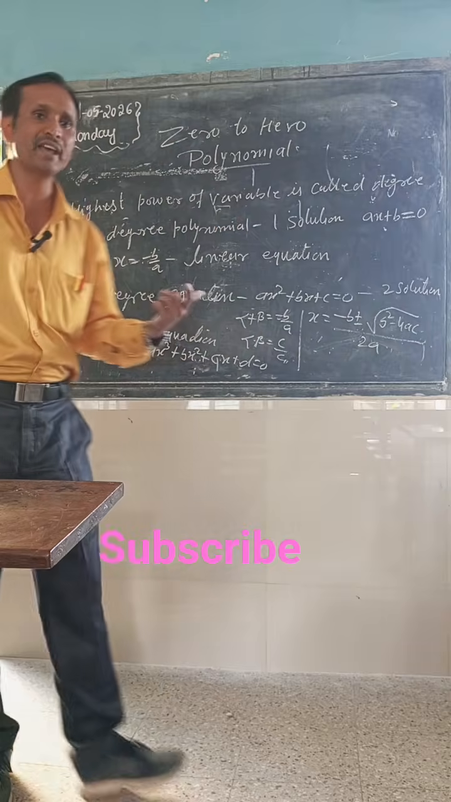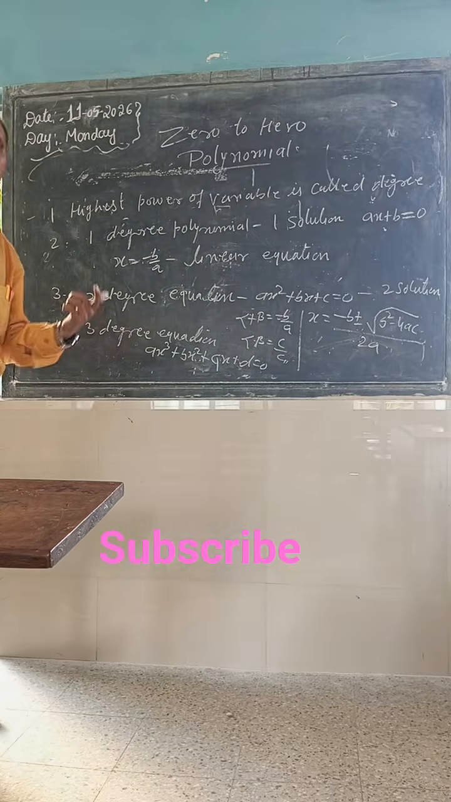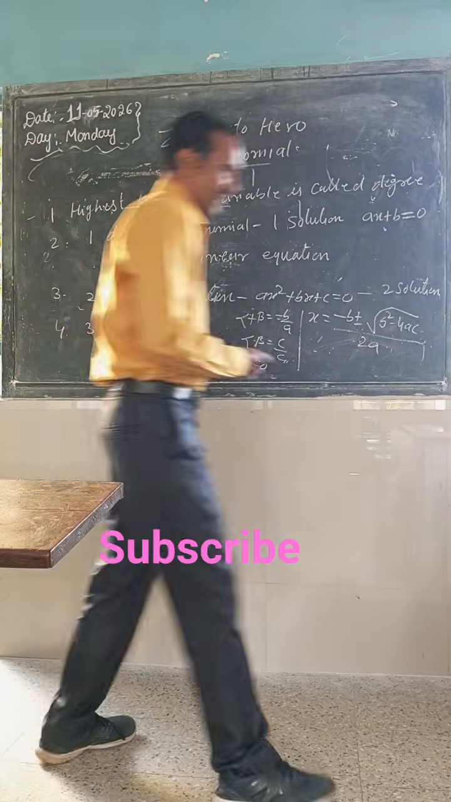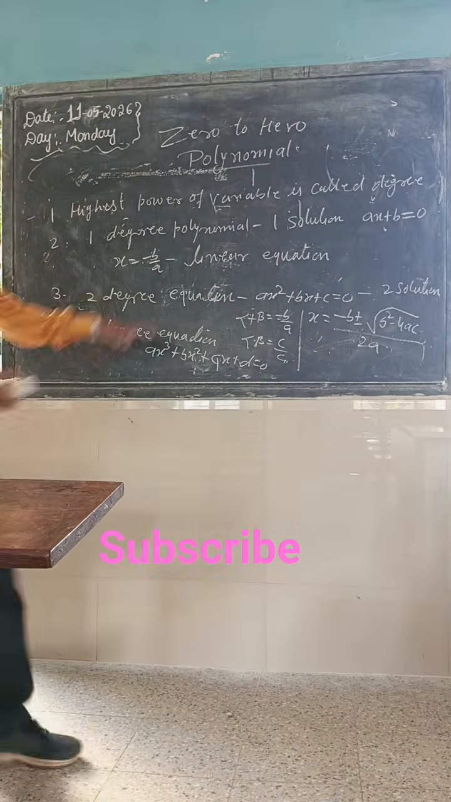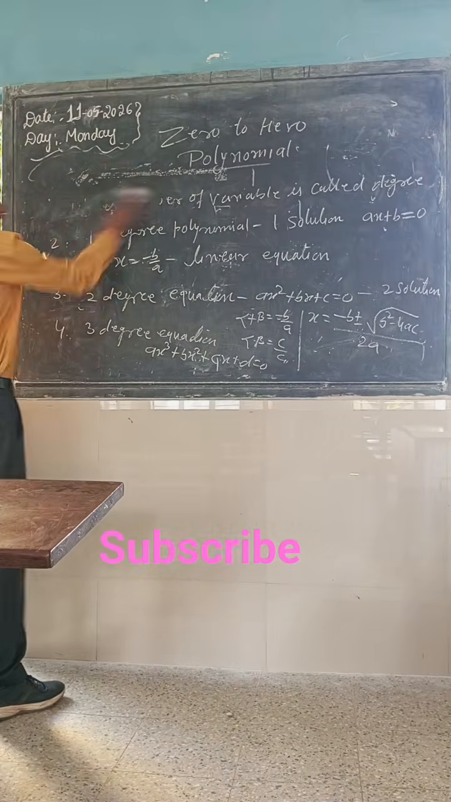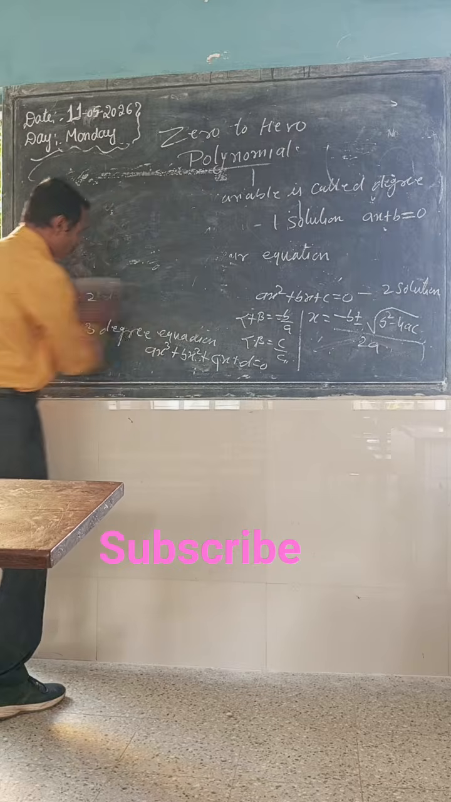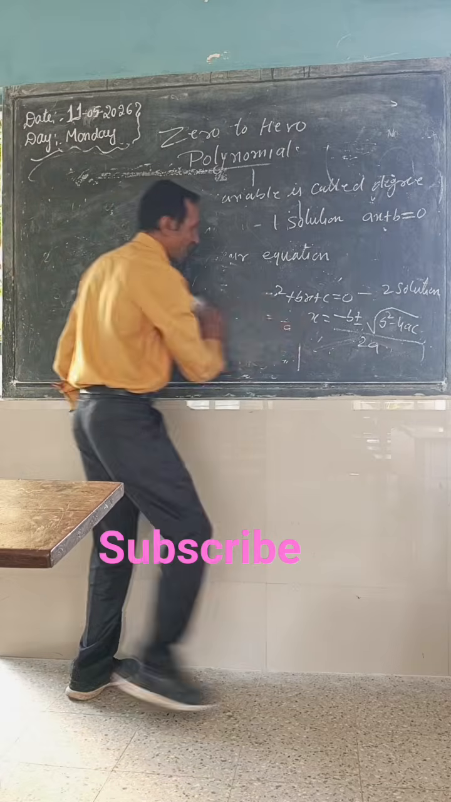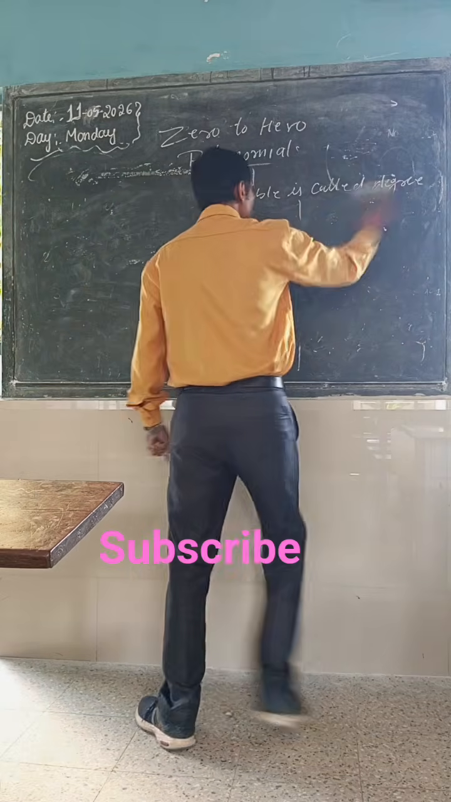is equal to minus d by a. Then alpha, beta, gamma is equal to c by a. Like that it comes. Now, after that we are going to find the zeros of the polynomials by their graph.